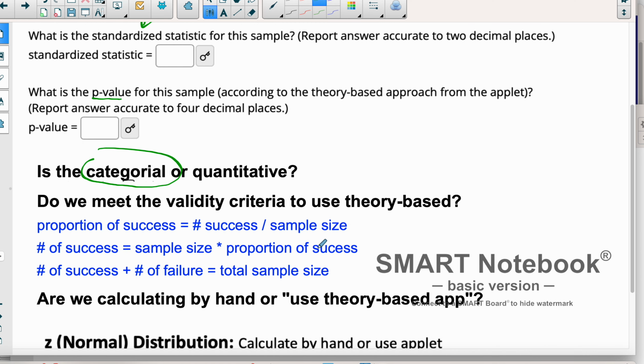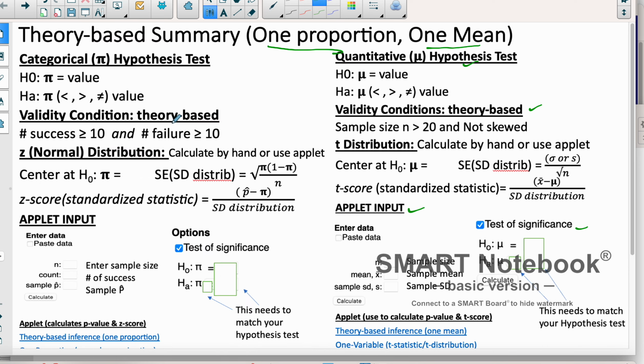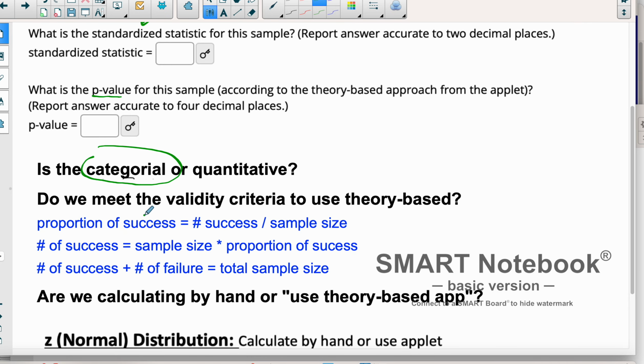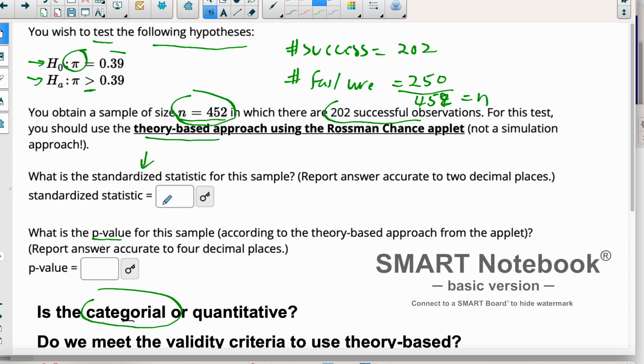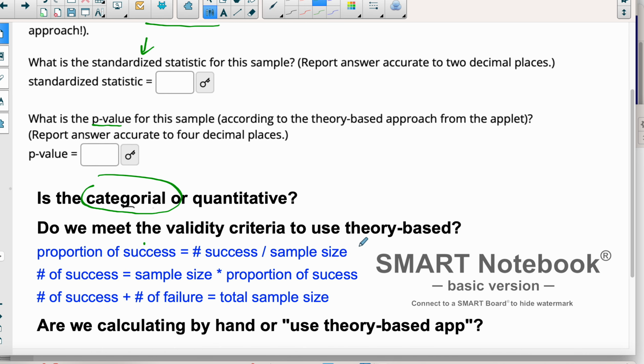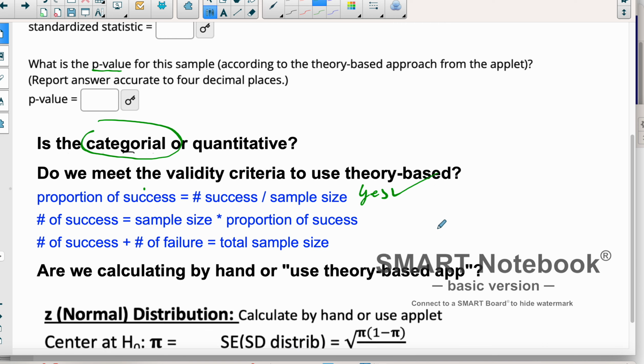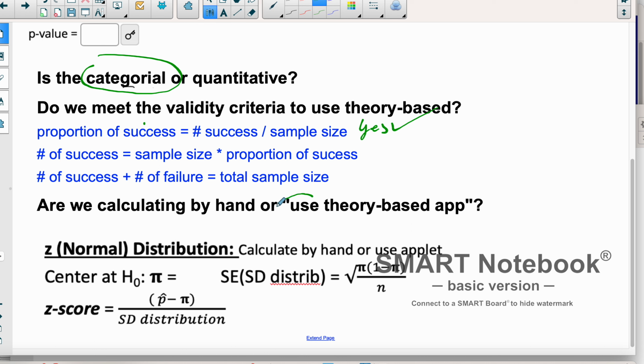I want you to get into the habit of checking the validity criteria. So we have categorical data. If you look at the first sheet here, then because we're dealing with categorical, you'll be able to find the validity conditions right here. I have them summarized here as well. Proportion of success equals number of successes divided by sample size. Okay, we need to have at least 10 successes and 10 failures. All right, we have 202 successes, 252 failures. Yes, we met this. That's just a double check. Okay, and it told us to use the theory-based applet. So that's what we're going to do.